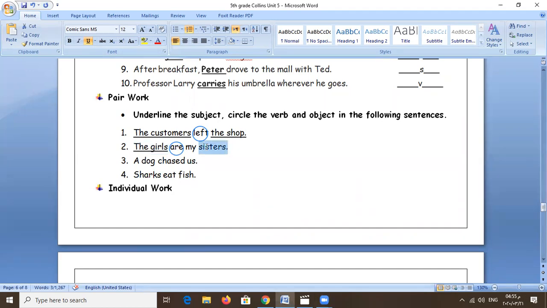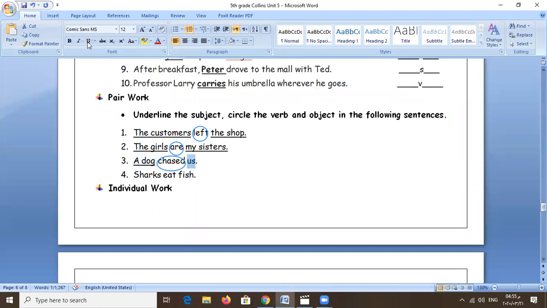Let's move on to the next one. A dog chased us. What is the subject? Good. A dog. So, where is the verb? Yeah, chased. Excellent. And the last one, us, which is the? Yes, object. Great, thank you.